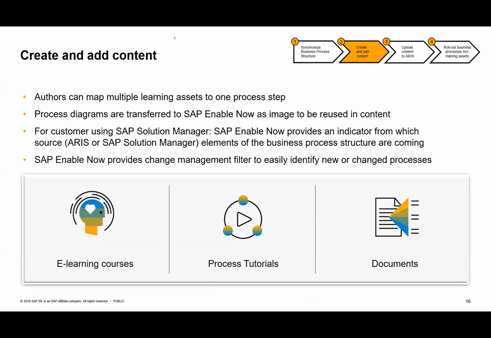All right. When you have synchronized the processes into the SAP Enable Now environment, it's quite easy for content developers to add any kind of learning asset, might it be a simulation, a course, textual information, or documentation, whatever you have, and map it directly to the respective process steps. In addition, one requirement we got was to also get the process diagrams as an image, as a PNG, directly transferred from ARIS to be reused in SAP Enable Now. Let's imagine you have that image showing the process, which can be used in a course, or in your informal knowledge library, just to provide that information also to the users.